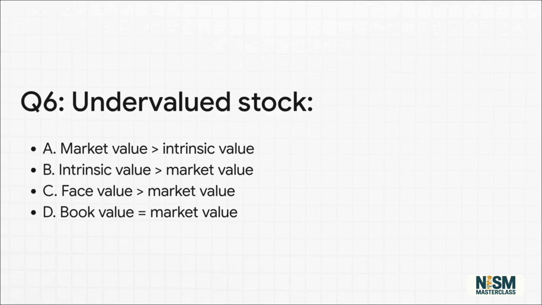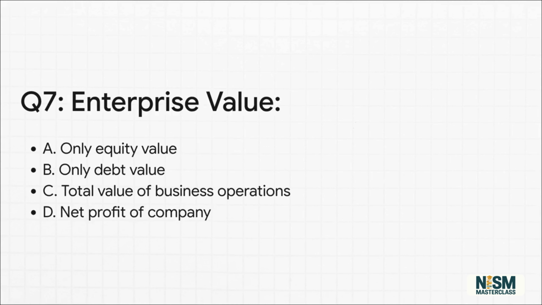The correct answer is option B, intrinsic value is greater than market value. This is exactly what value investors are actively searching for. If the true estimated worth of the stock, its intrinsic value, is higher than what it's currently trading for in the market, well, it's considered a bargain. It's undervalued.